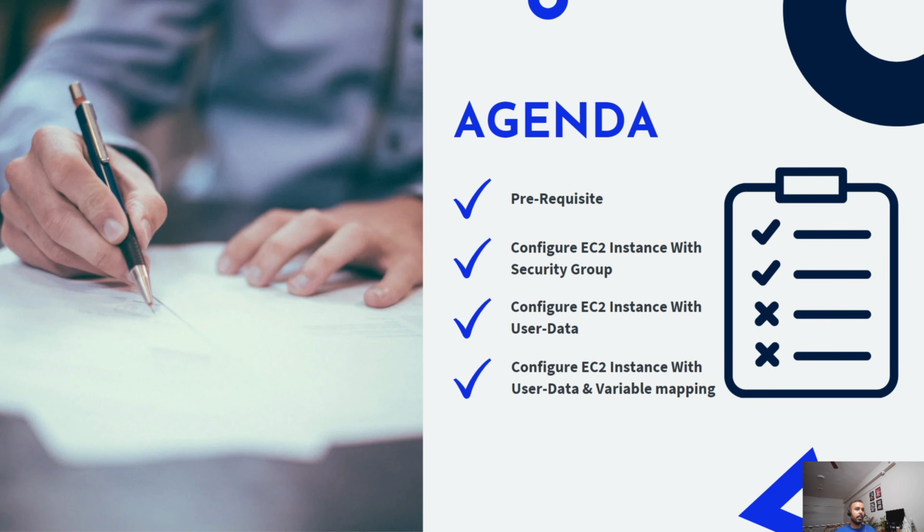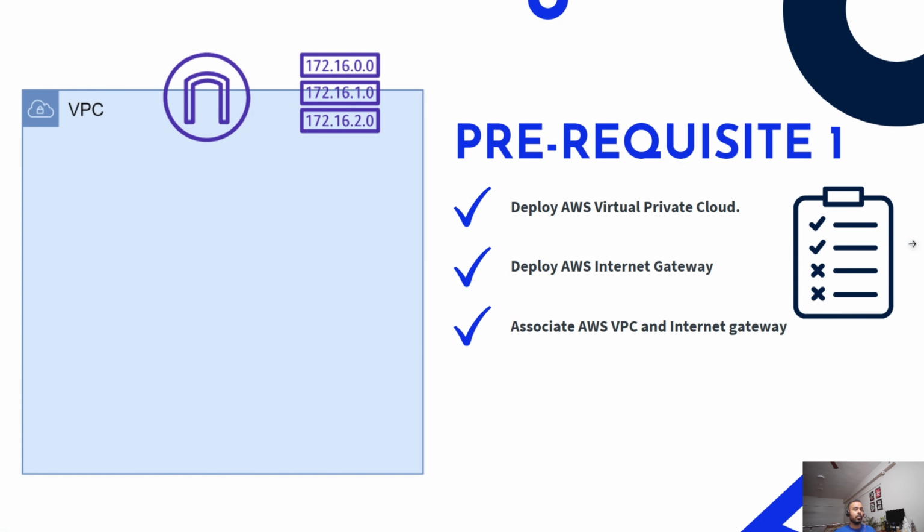So guys, this is the agenda that we are going to walk through today, step by step. So let's start with our first agenda, that is the prerequisite. As part of the prerequisite, what we have to do is go ahead and install a virtual private cloud. That is this. After that, you have to install the internet gateway. Once you install the internet gateway, the main route table which is going to get created with this VPC, that is this route table, you just have to make the association of internet gateway with VPC.